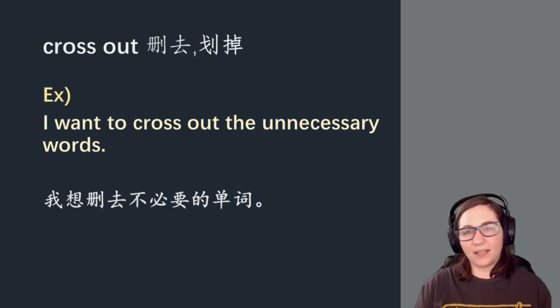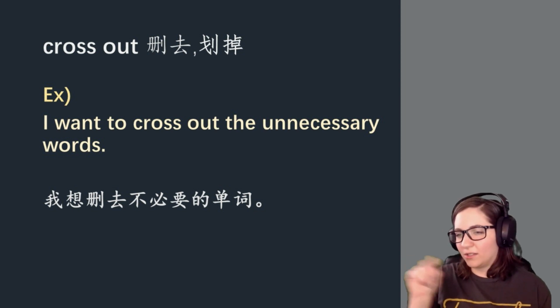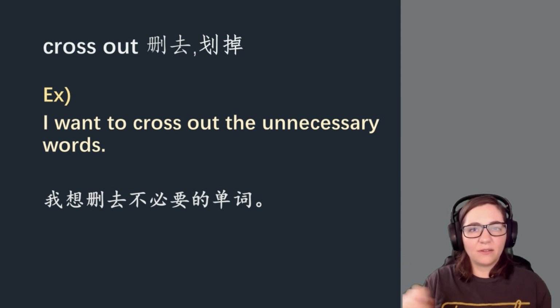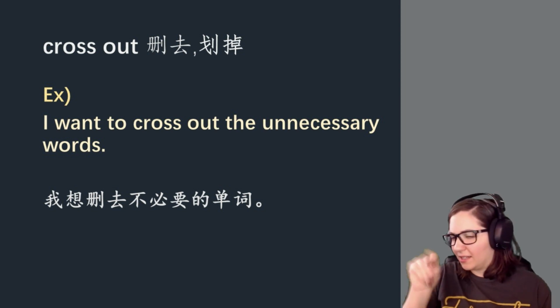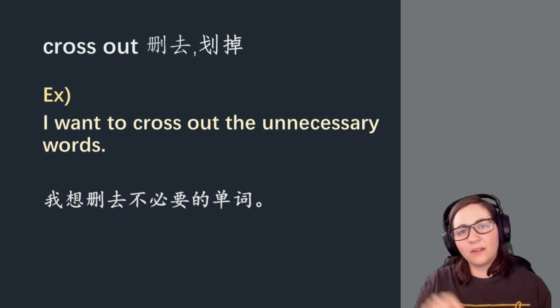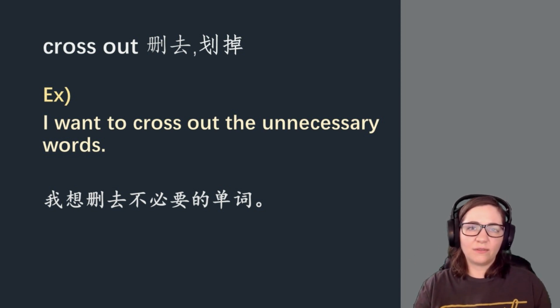This one is cross out. And cross out means that you want to omit or take out something from something else. So for example, I want to cross out the unnecessary words.